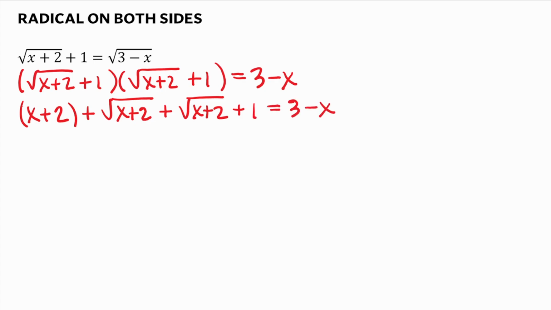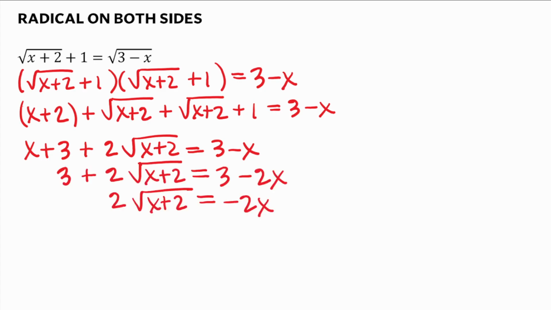So I'm going to combine all of these, including the x plus 2 and the plus 1 over here on the left side. So I'd have an x plus 3 plus 2 square roots of x plus 2 equaling 3 minus x. And now look at this. I've got another radical equation, and so I'm going to follow the same four-step process on this equation. I'm going to isolate the radical, take both sides to the appropriate power, solve for x and then check my answer. I think the first step is going to be subtracting an x and a 3 from both sides.